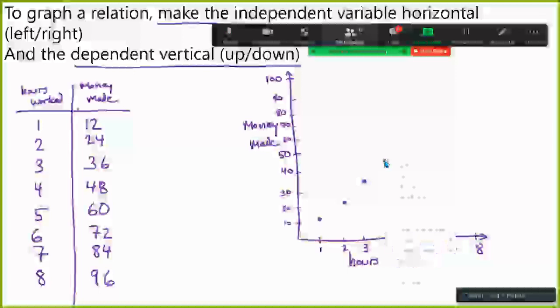So notice it's not precise. Technically, this is a sketch of a graph because I didn't measure my sides, my hours worked, and my money made. And so we're kind of just eyeballing it to get an idea of what this looks like. 5 hours and 60. But notice that my dots that I'm graphing kind of look like they're in a straight line.